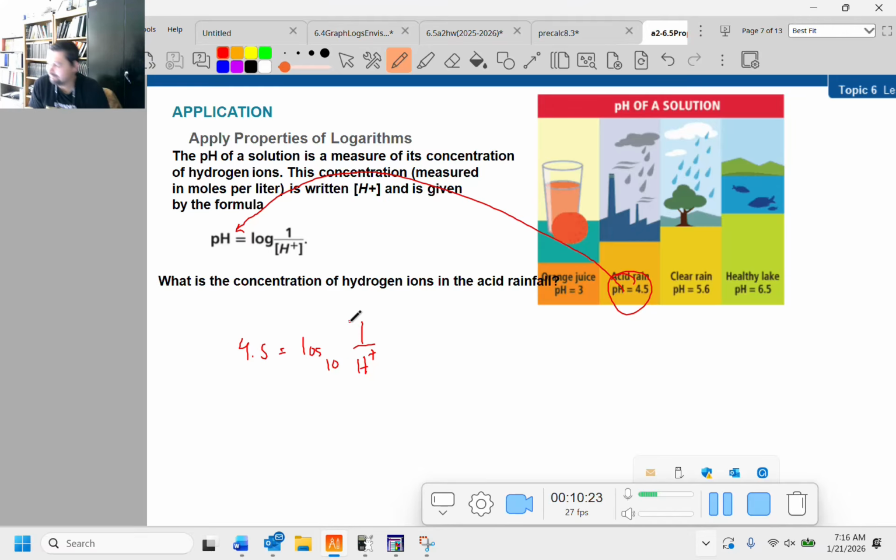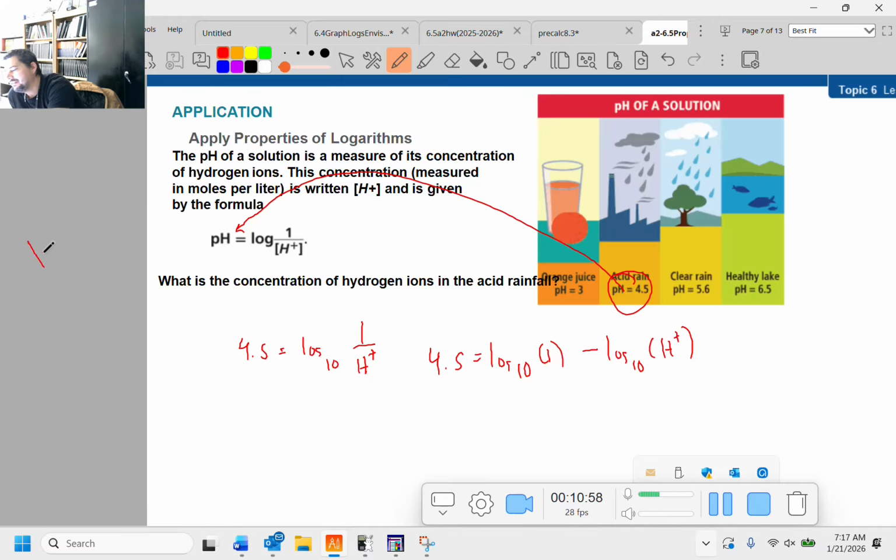Now, I don't know that you have to actually apply the properties of logarithms. You can if you want, but it seems silly to do it. I know what the author of your textbook wants you to do. They want you to write 4.5 equals log base 10 of 1 minus log base 10 of H plus. That's what they want you to do because they believe, and I know better, that you will recognize this as 0.